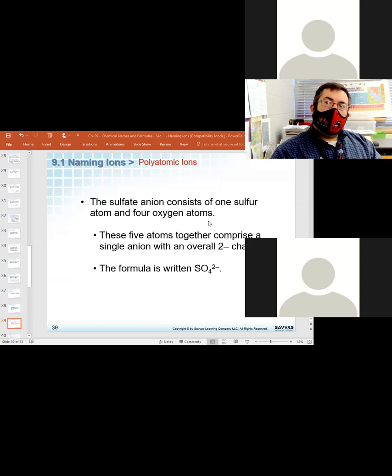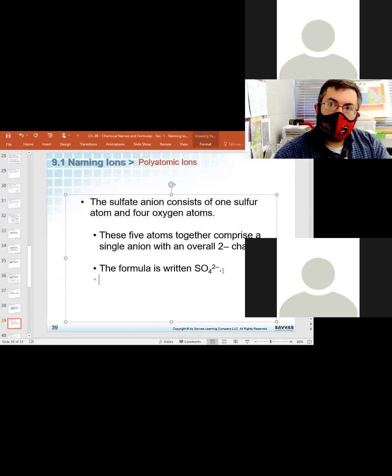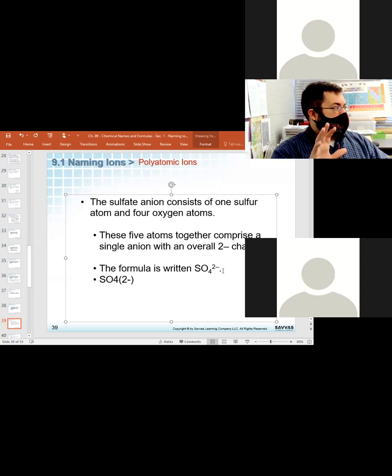Altogether, they just have one overall 2- charge. And so that formula is written SO4 2-. And if you're just typing it out in regular text, like on a Google form or something, you would have SO, they're both capitals, of course, 4, and then in parentheses put 2 minus. That parentheses tells me that's the overall thing. It's not that the oxygens are 2 minus or the sulfur is 2 minus. The whole thing is 2 minus.